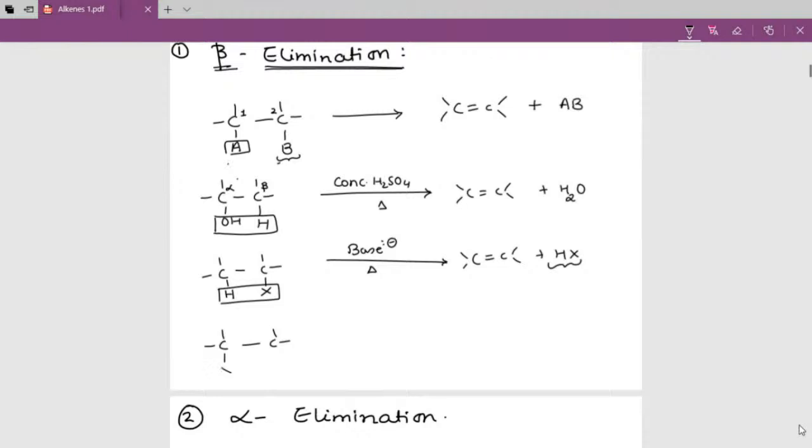Moving to the next, if I eliminate two halogens like this. Now, for this elimination, we would be taking help of some metal. You can have sodium, you can have magnesium, you can use zinc, etc. If we use these different types of metals and eliminate this halogen, it is a dehalogenation reaction, another example of beta elimination.